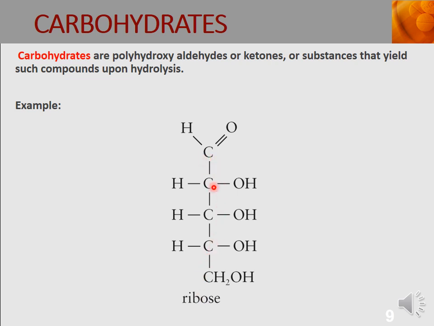If we look at the structure of the simple sugar ribose, it contains 1, 2, 3 chiral centers. That means there is the possibility of other isomers: optical isomerism, enantiomerism, epimers, and anomers. That is why this is the simplest sugar, called ribose. A lot of isomers are possible from this structure.